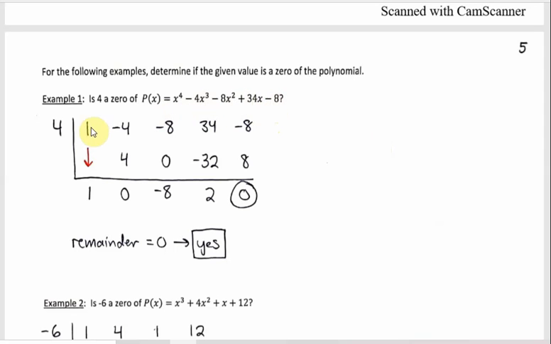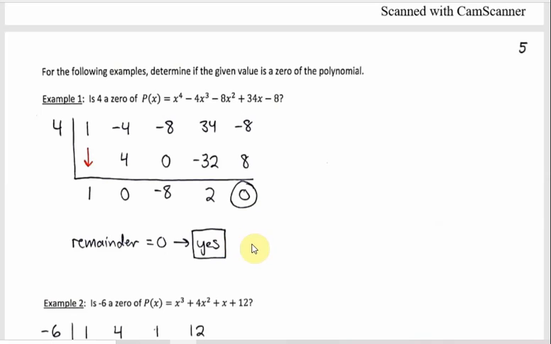Well, we can write out that polynomial with its coefficients. And then we've got the 4 over here, and we can do synthetic division, right? Bring down the 1, multiply by 4. 1 times 4 is 4. You add down to get 0, and so forth, right? Another 0 here, negative 8, and eventually you end up with 0 as the remainder. So since the remainder is 0, then that's a yes. 4 is a 0 of the polynomial.